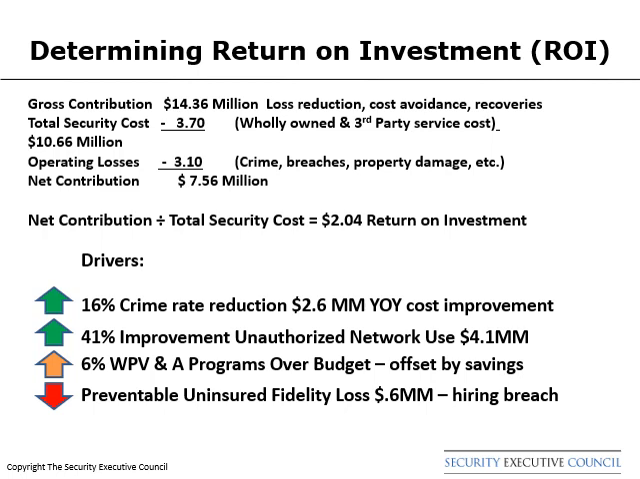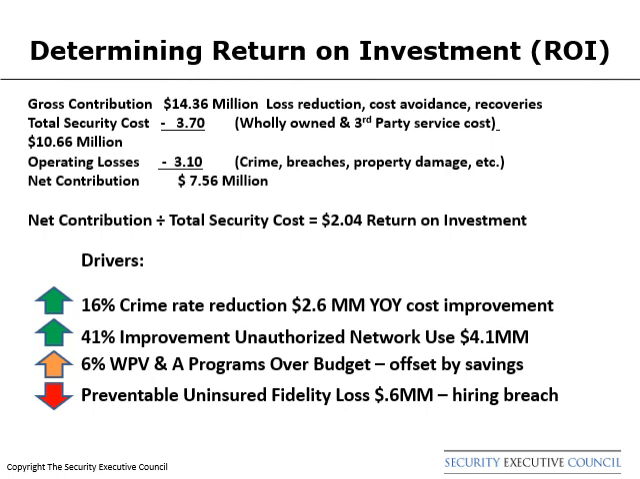An executive summary of drivers crisply points out green indicator wins, including a 16% reported crime rate reduction with a $2.6 million year-over-year cost improvement. Similarly, a 41% reduction in unauthorized network use accounts for $4.1 million in savings. In the interest of transparency, the cautionary orange discloses a 6% budget overrun for workplace violence and awareness programming, but underscores offset savings reported in the first two metrics.